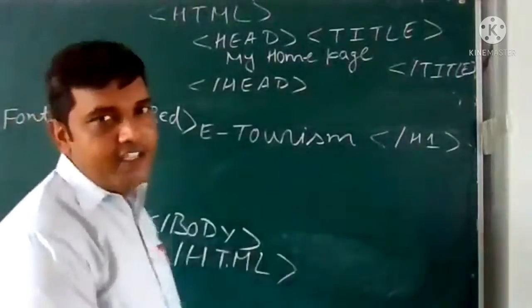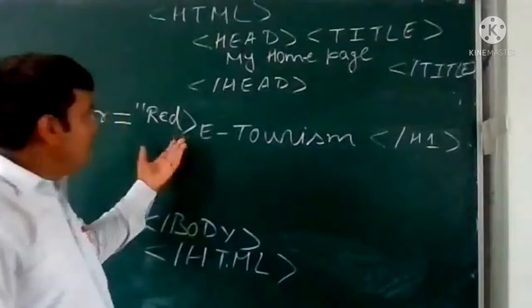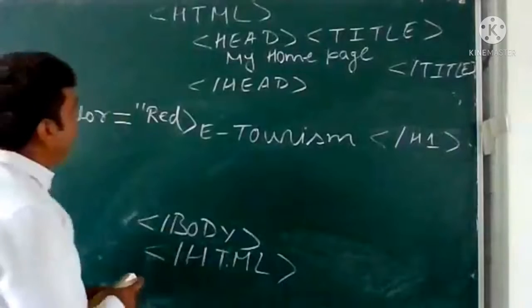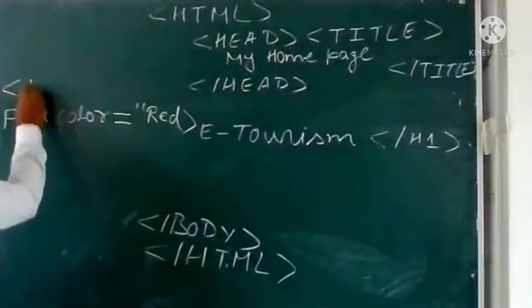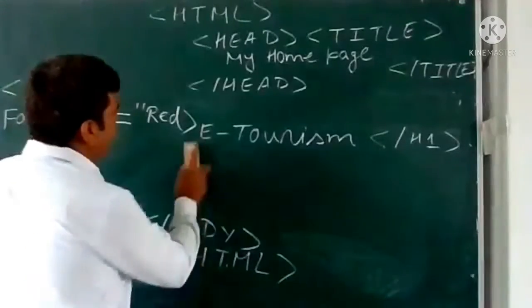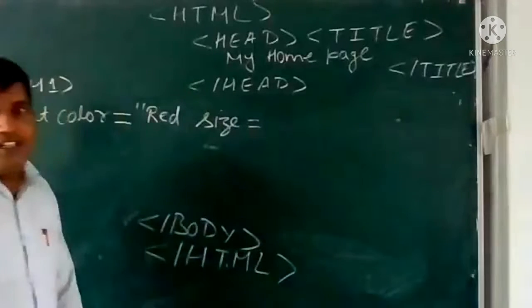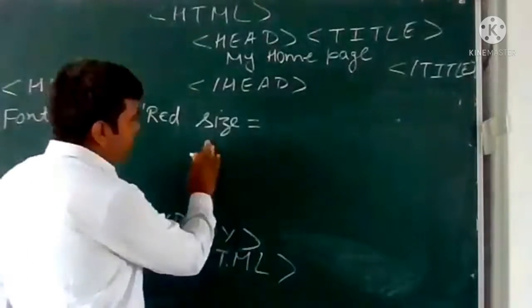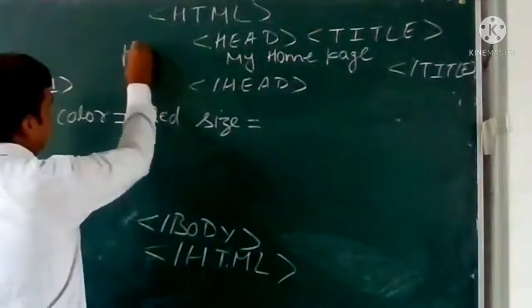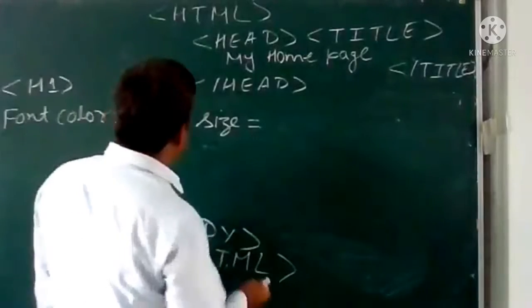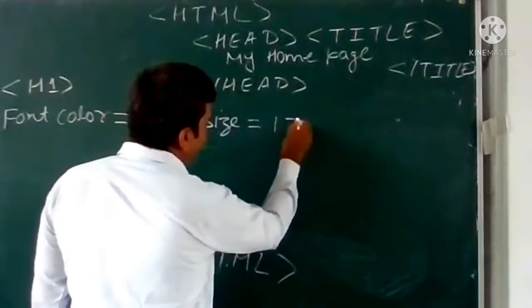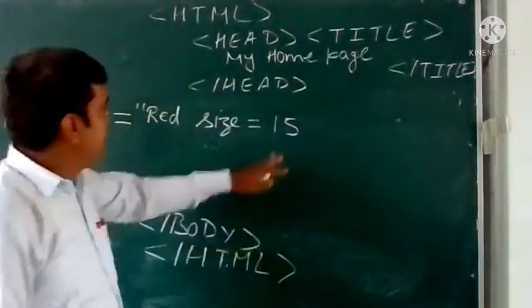And if you want to increase its size, we use the size attribute. So here, before that, I will open the H1. Now, if you want to change its size, again after that you can write the size attribute. Font color red, you write size, and here the value you provide in terms of pixels, or in terms of points also. But if you want to provide the value in terms of points, you have to write pt after the value. But in pixels, nothing to write. So here you write 15. So the size of the text will be 15 pixels.